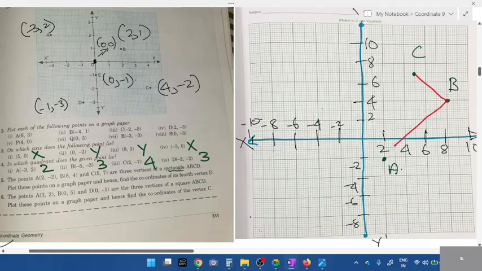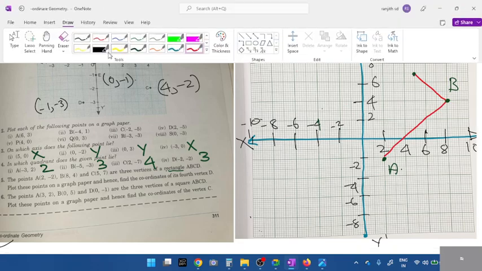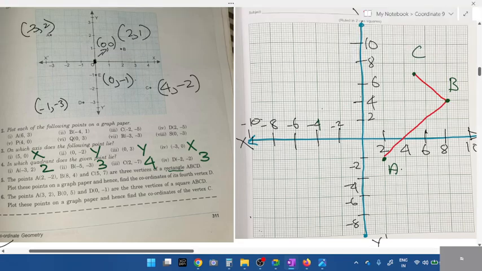Opposite sides are equal. Have I connected like this? Now I need the D point, right? I need D. You'll get this for 3 marks. 1 mark is to draw the origin and everything, 1 mark is to plot, and another 1 mark is to find point D.